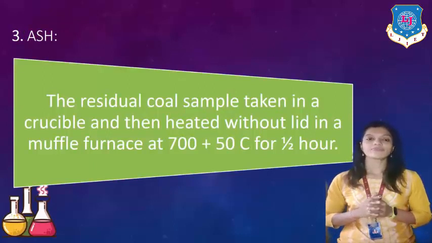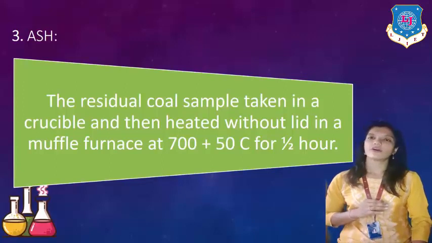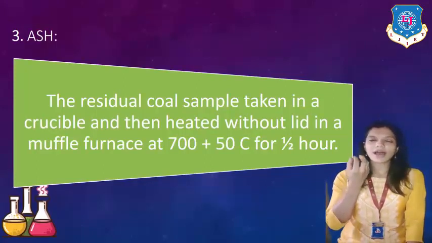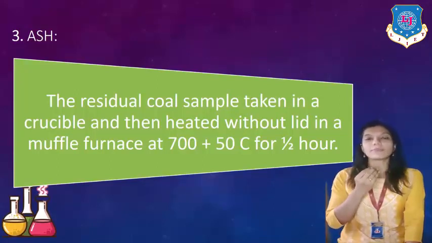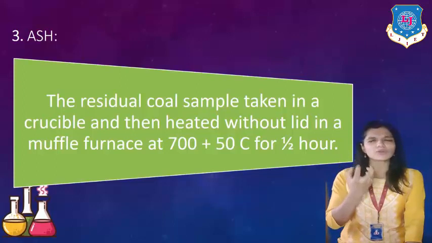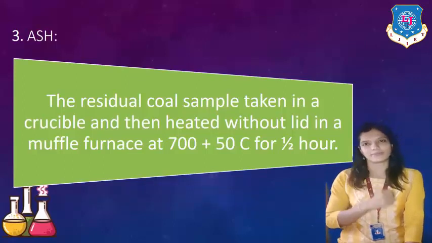Let's move ahead. We have here the ash content, okay? The ash is the residual part. We all know that. Fine. So here, we need to make sure that the residual coal sample is taken in a crucible and then heated without a lid in a muffle furnace at 700 degrees Celsius plus or minus 50 degrees Celsius for half an hour, right? The residual coal sample means after combustion, when the coal remains, that particular sample is taken and heated without any kind of lid. So what is the ash that is left there at this much high temperature? That gives us an idea of how much fixed carbon and how much percentage of carbon is present in our sample.